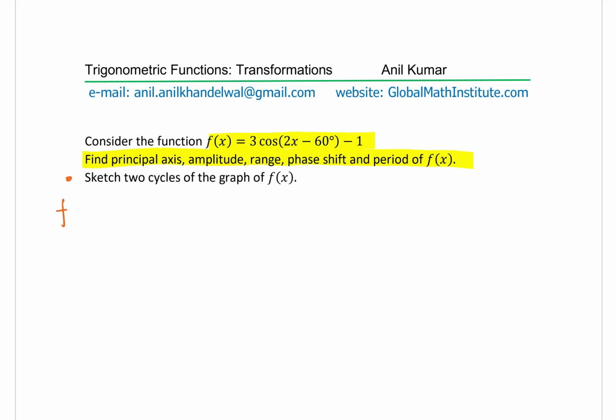The function given to us is f of x equals 3 cos, you need to factor 2. So let's write it in factored form, x minus 30 degrees, minus 1. Now when we want to sketch the graph, I prefer to do it in two steps. So I'll explain the method, which is basically a two-step method.